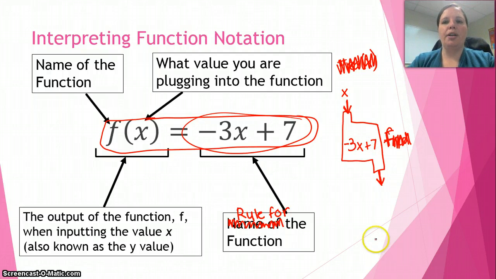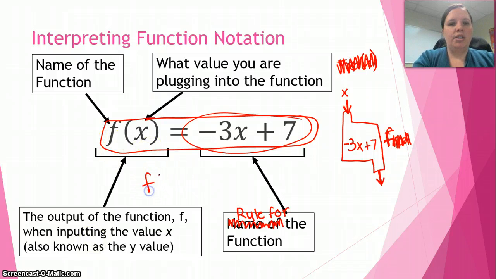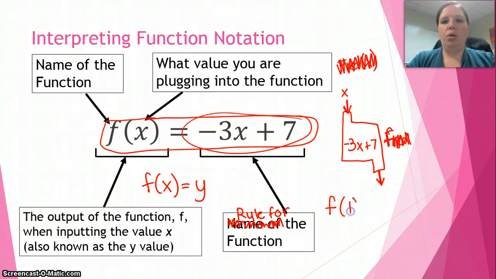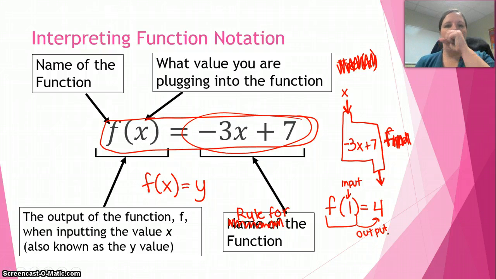Where are you going to plug it in? You're going to plug it in that x value. The output, we describe as this last box, this f of x, the output value. That whole thing together just represents the y value. So again, when you say f of 1 equals, in this case, 4, this is the input, and the whole thing is equal to the output, that y value. So when I plug in 1, I get out 4.